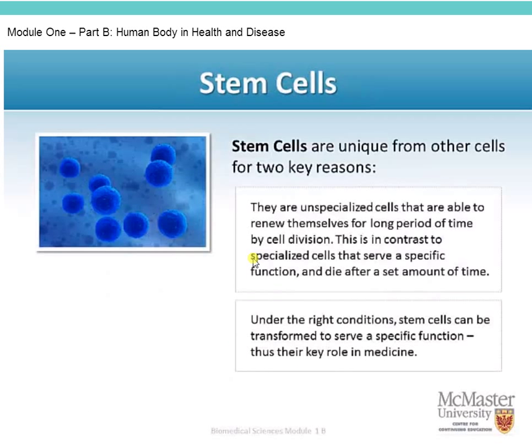Stem cells are unique from other cells for two key reasons. They are unspecialized cells that are able to renew themselves for long periods of time by cell division. This is in contrast to specialized cells that serve a specific function and die after a set amount of time. Under the right conditions, stem cells can be transformed to serve a specific function, thus their key role in medicine and scientific discovery.